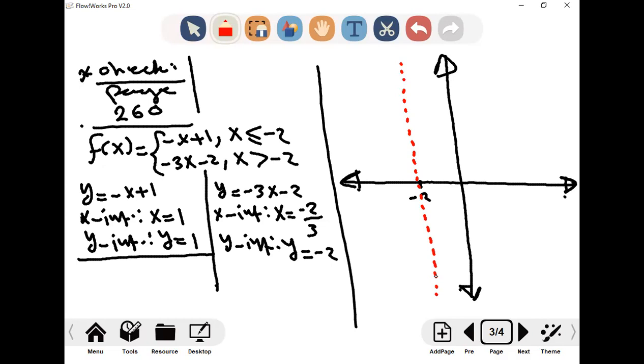Now let's start with the first one. The first one is about less than negative 2, right? That means to the left, not to the right, okay? So here x equals 1, y equals what? 1 for the first one, sure? x equals 1, here x equals 1. This is x equals 1 and this is y equals 1. Now focus on the board.